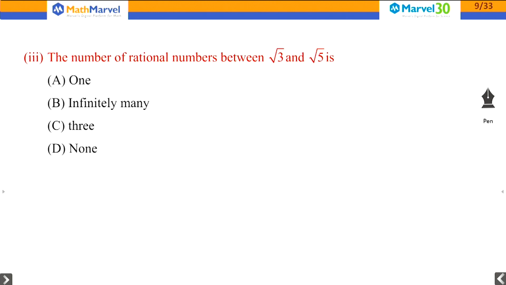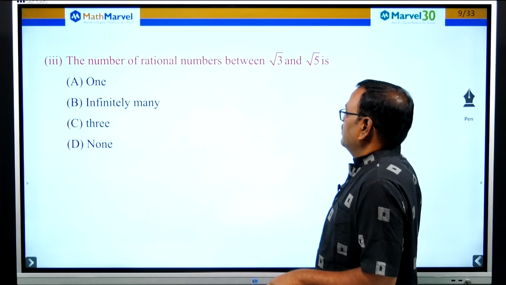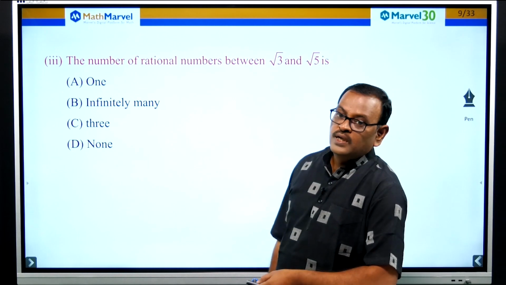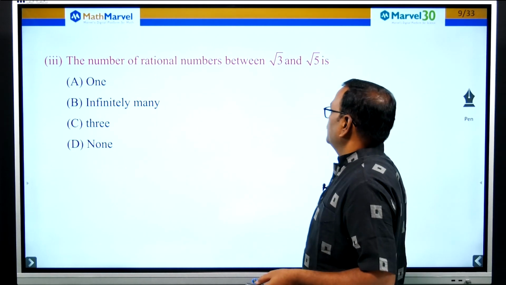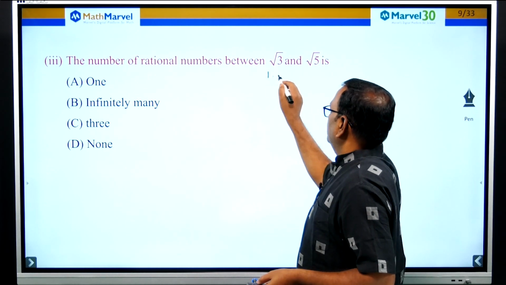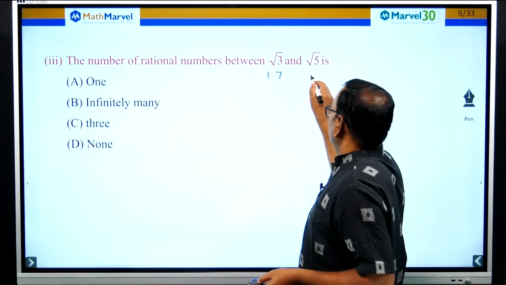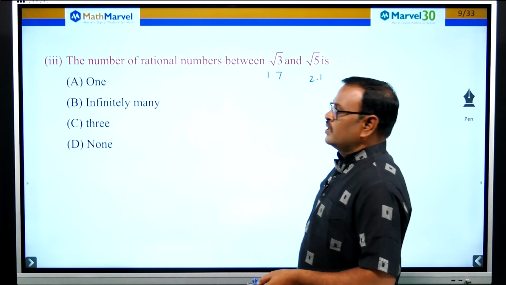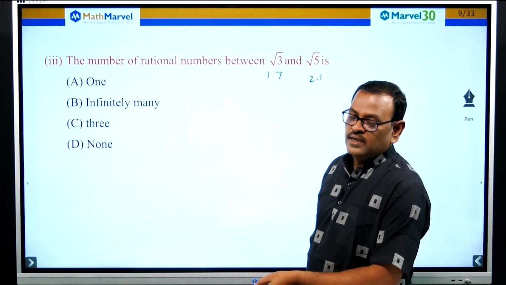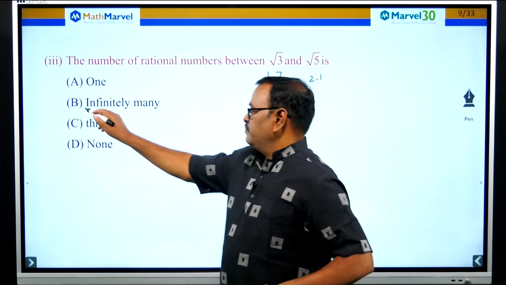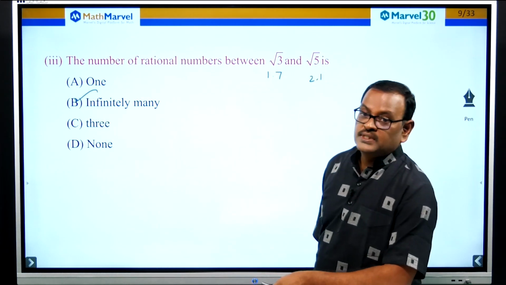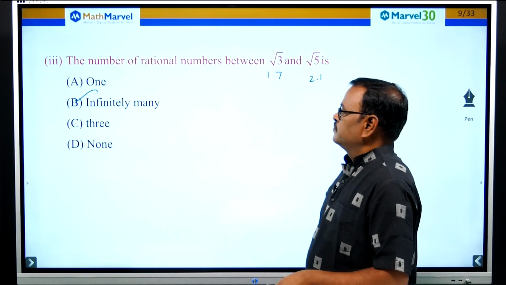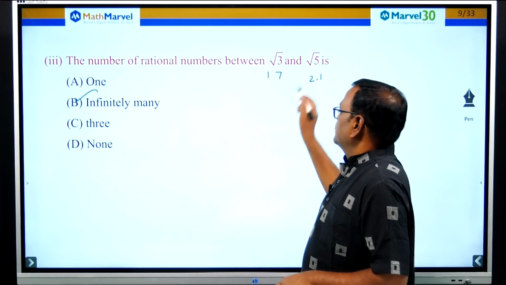The number of rational numbers between root 3 and root 5. How many rational numbers are there between root 3 and root 5? Root 3 is 1.7 and root 5 is 2.14. So how many rational numbers between 1.7 and 2.1? As you know very well, infinitely many rational numbers.